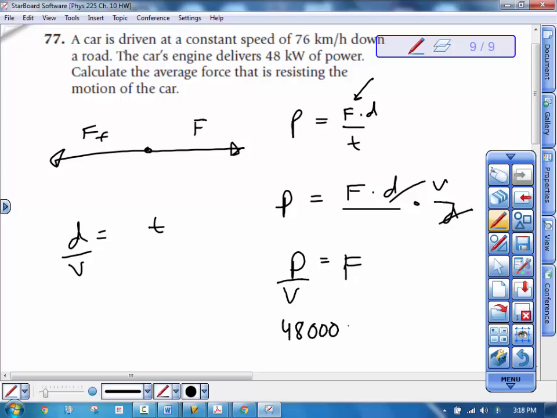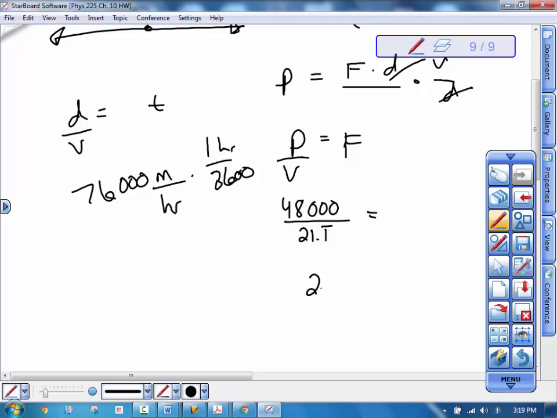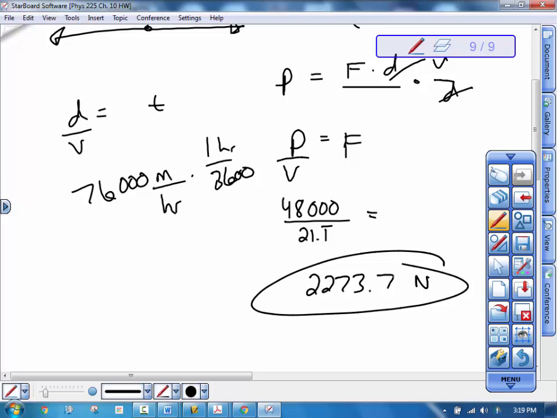Power is 48 kilowatts, so that's 48,000 watts. I need to be in watts. And my velocity needs to be in meters per second. So I'm going to have to take this 76 kilometers, which is 76,000 meters, per hour, and divide by 3,600, since 3,600 seconds are in 1 hour. That gives me 21.1 meters per second, 21.1 repeating, and that gives me a force of about 2,273.7 newtons. And we know if we're in the right units, we should have newtons here.